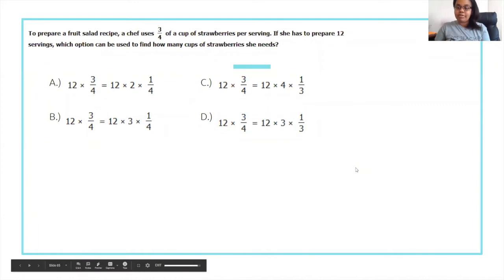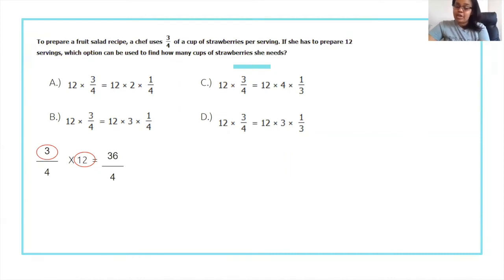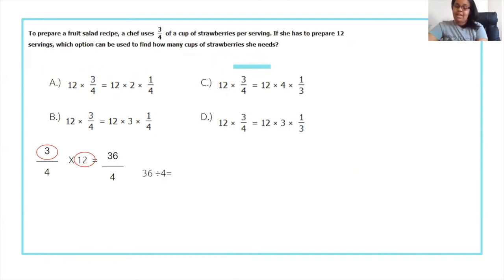Okay, so I'm going to start off solving this problem the same way that we solved the other problems. So I know that a chef uses 3/4 of a cup per serving, and she has 12 servings. So I know that I could either add 3/4 plus 3/4 plus 3/4 12 times, or I could say 3/4 times 12. And in doing so, my denominator would stay the same, but I'm going to say 3 times 12 is 36. I know that 36/4 can be written as a division statement. So 36/4 means the same thing as 36 divided by 4, which is 9. So I know my answer is 9.